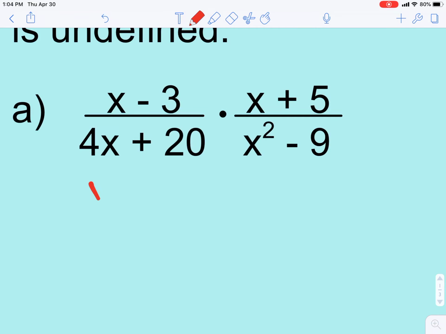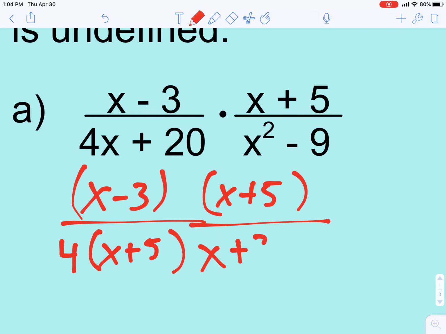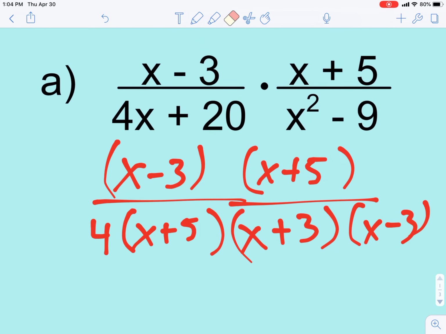Top does not factor, so we're going to leave that as x minus 3. We're going to put parentheses around it, because remember yesterday we talked about how it's either all or nothing with the factors. We have x plus 5 on the top, and then x plus 3, x minus 3 on the bottom. This is a difference of perfect squares, so positive 3 and negative 3. Now, what ends up happening when you multiply is it all blends together as one big fraction, because now we can multiply across on the top and the bottom.